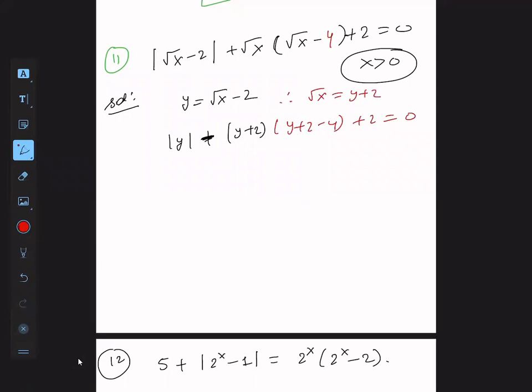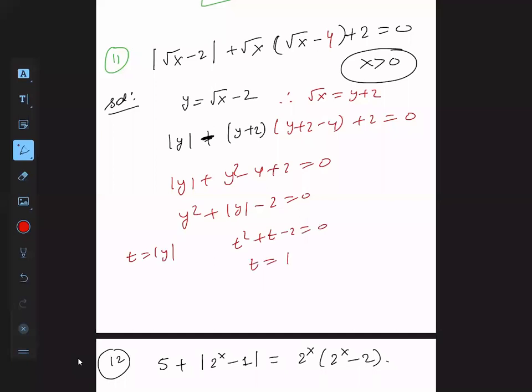So after simplification, eventually I will get y square plus mod y minus 2 equal to 0. If t is equal to mod y, then this is t square plus t minus 2 equal to 0. That is t will be equal to 1 or minus 2, but it cannot be minus 2, so this will be rejected. So y is equal to plus or minus 1. So root x is y plus 2, that is it is equal to 1 or 3. So x is equal to 1 or 9.